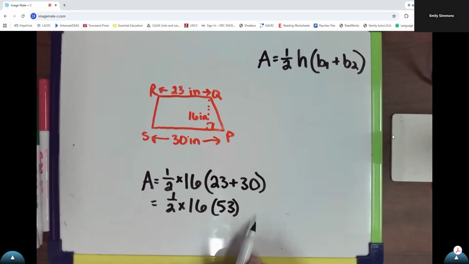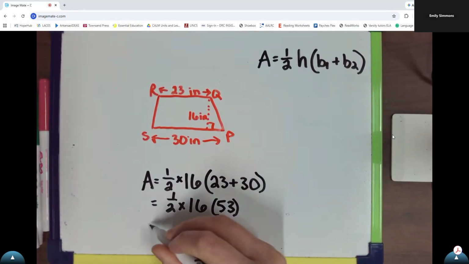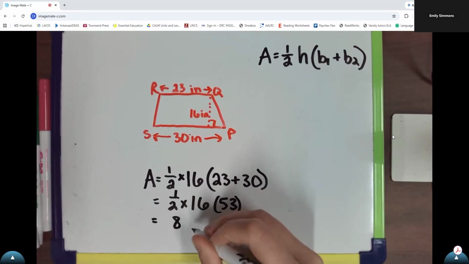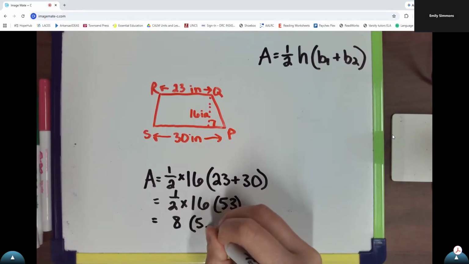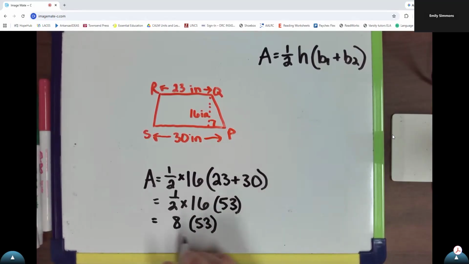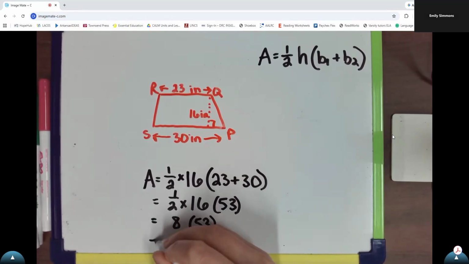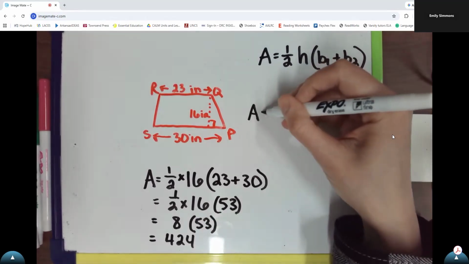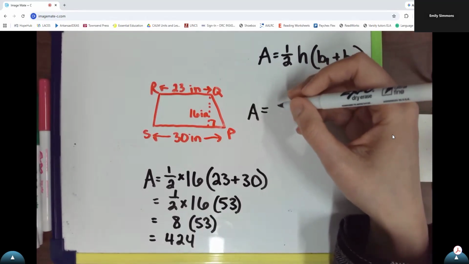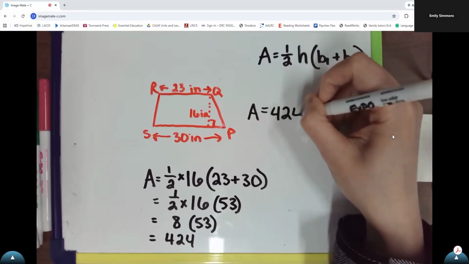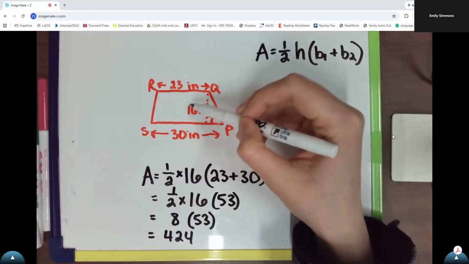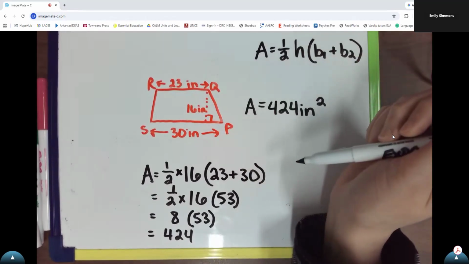Now I'm going to go left to right on everything. So I'll do 1/2 times 16. And 1/2 of 16 is 8. And then I'll bring down my times 53. And 8 times 53 is 424. So the area of this trapezoid is 424 inches, and it's squared because the inside of a shape is going to be square units.